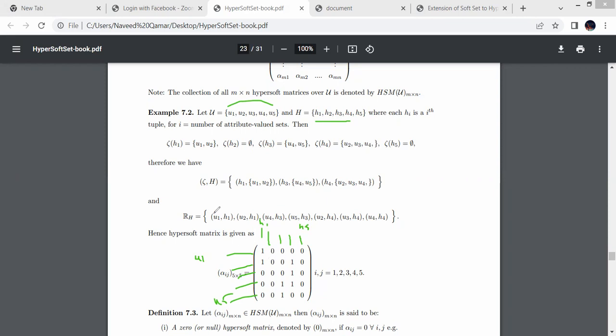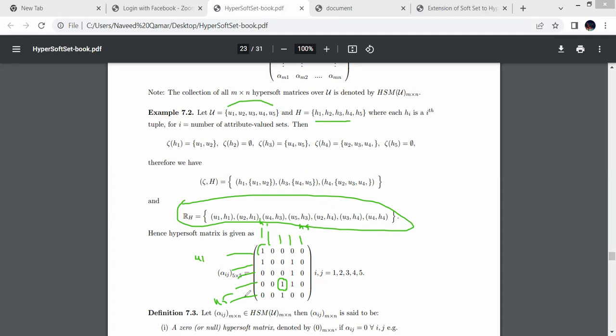So if we see the relation, the main relation will decide the matrix. U1 is the first row and H1 is the first column, so the first element will be 1. Similarly, U2, H1: U2 is the second row and H1 is the first column, so this will also be 1. U4 is the fourth row and H3 the third column, so this element will also be 1. Other elements which are not included here will be 0 by the definition of the hypersoft matrix.